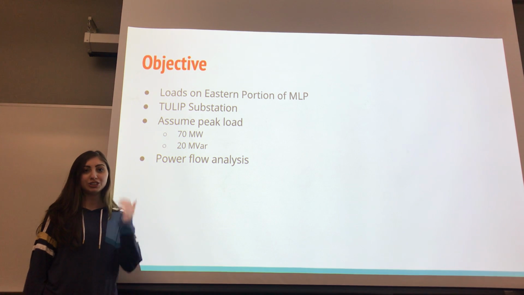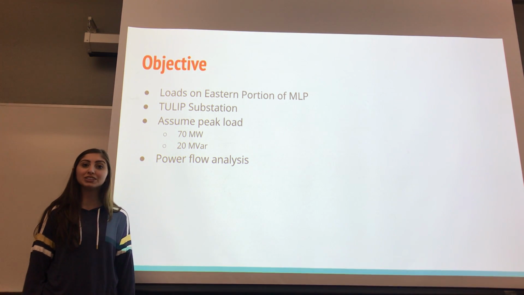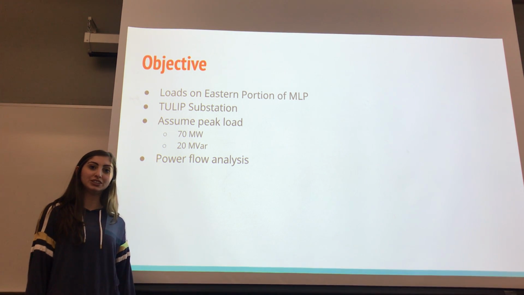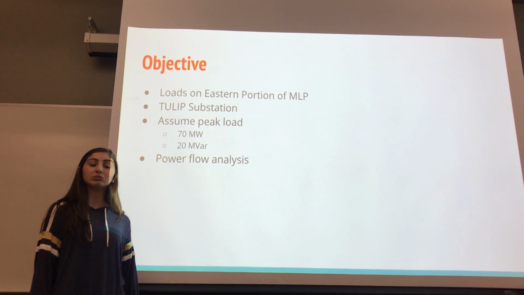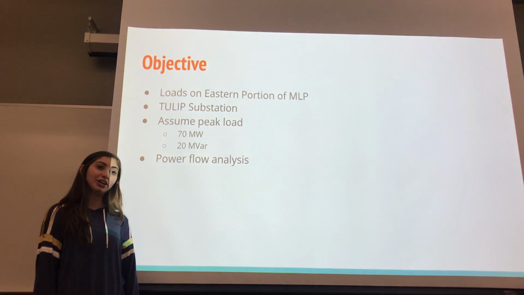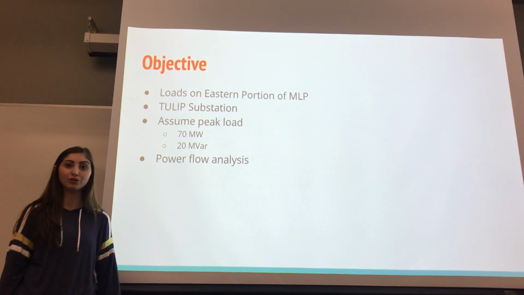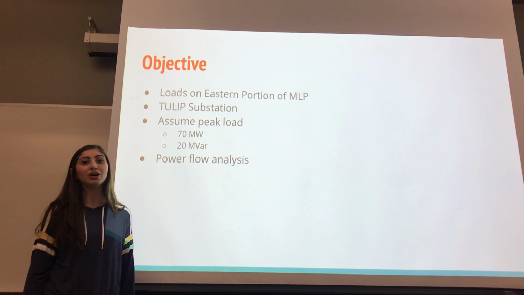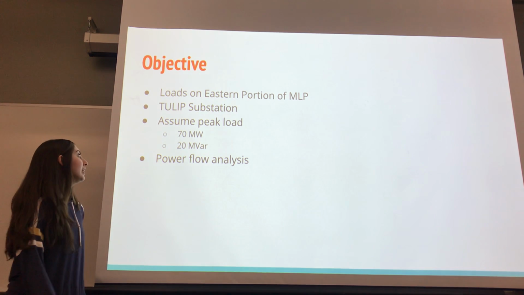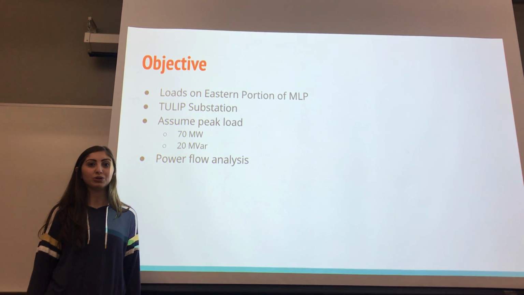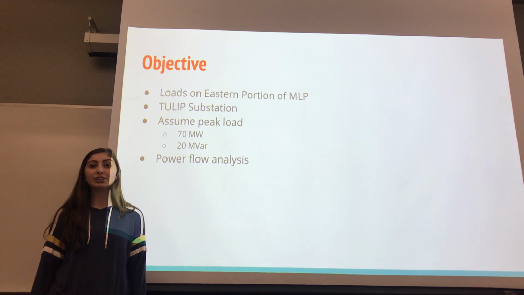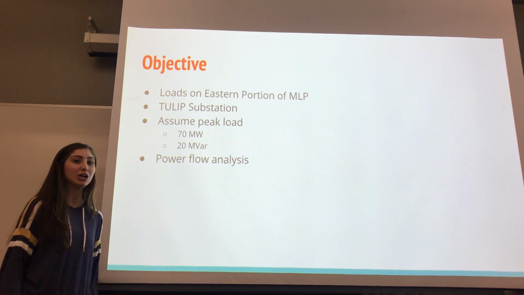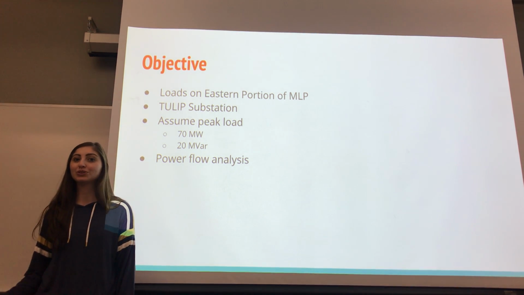The objective for this project, Metropolis Light and Power, is to have new loads on the eastern portion of their territories, and we were to design a new substation called Tulip to accommodate all the loads and any sort of fault. We were to assume a peak load of 70 megawatts and 20 megavars, and we used power analysis through PowerWorld to examine all the calculations and come up with the best result to accommodate for the loads. Now I'll be turning it over to Daniel to continue on with the presentation.